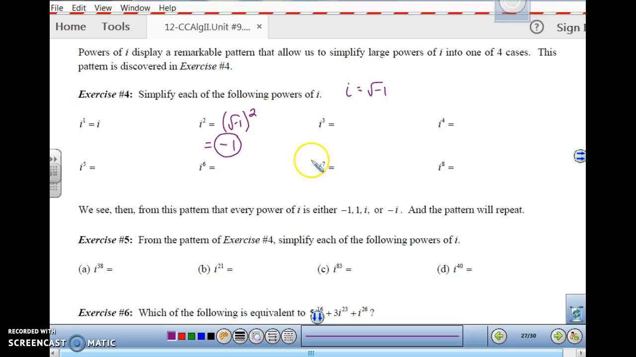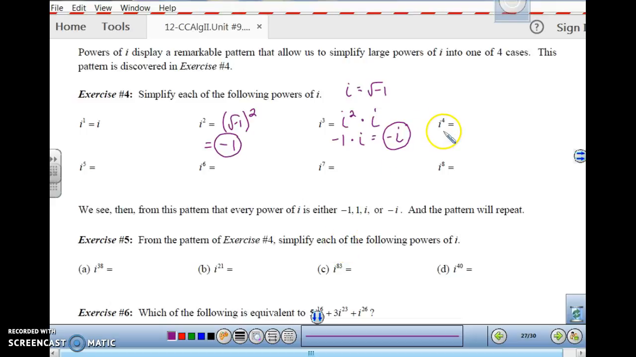All right, now let's apply the powers of exponents. How do we write i cubed using i and i squared? Well, isn't it i squared times i? Yeah. i squared, we just said, was negative 1, times i is equal to negative i. So i cubed is negative i.